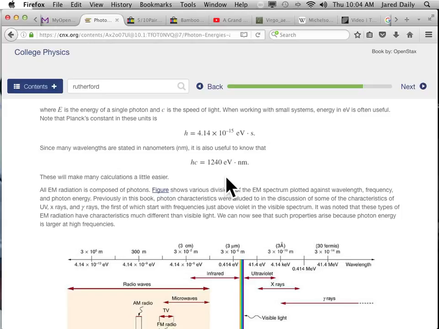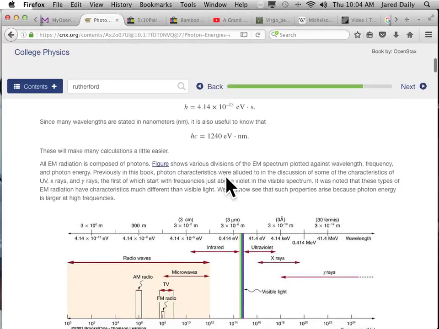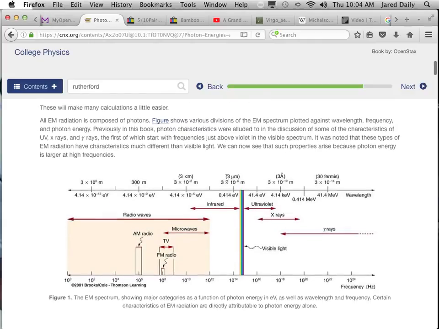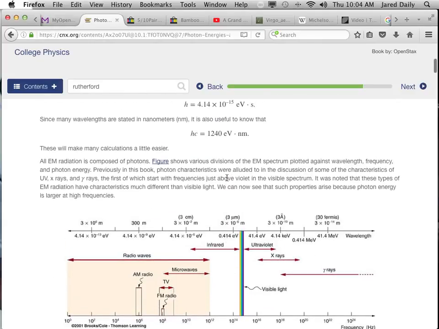So if you divide, yeah, it's about that. It's right around. It's just a little bit more than 1 electron volt, is the energy that we see in the range that we see, right about 1 electron volt, a little bit more.